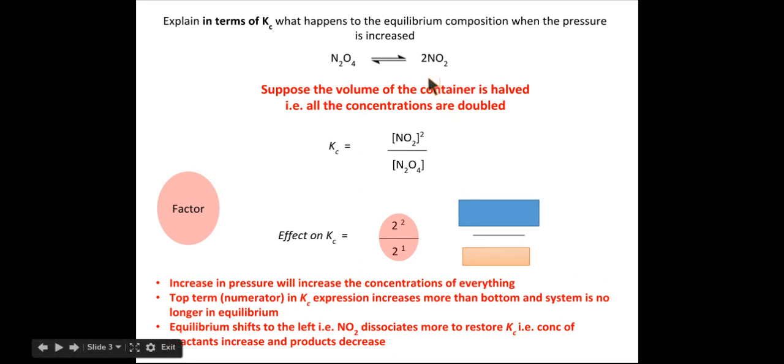And what I forgot to say was the AS answer to this would be an increase in pressure favours the side with the fewest moles. That side's got the least moles, and so this equilibrium will go that way, but that's not explained in terms of Kc.